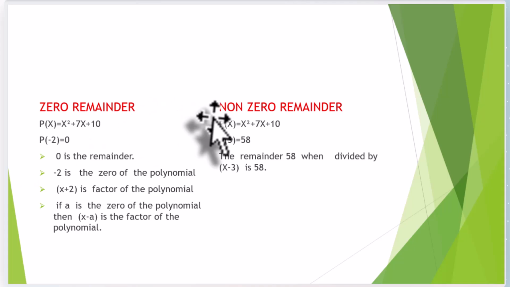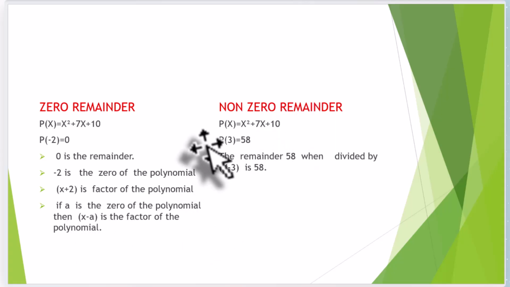Here two cases: zero remainder and non-zero remainder. Take x square plus 7x plus 10. P of minus 2 is equal to 0. The value of the polynomial is 0, so 0 is the remainder. Minus 2 is a zero of the polynomial, which means x plus 2 is a factor of the polynomial. The principle is: if a is a zero of the polynomial, then x minus a is a factor of the polynomial.